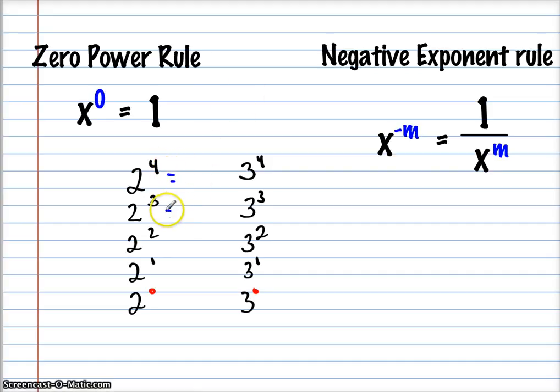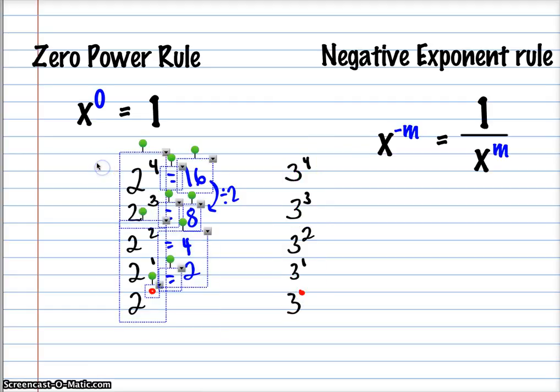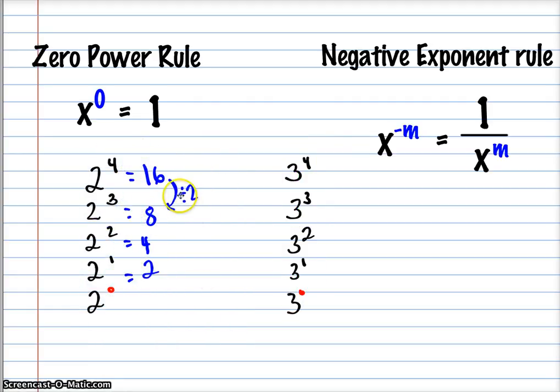So 2 times 2 times 2 times 2 is 16. This one is 8. This one is 4. This one is 2. And if I continue this pattern, it's divide by 2. Maybe we'll scoot this over a little bit. It'd be nice if you could do this with your paper. From one to the next, my pattern is divide by 2, divide by 2, divide by 2. So 2 to the 0 should be equal to 2 divided by 2, which is 1. So in this case, we have something to the 0 power equals 1.